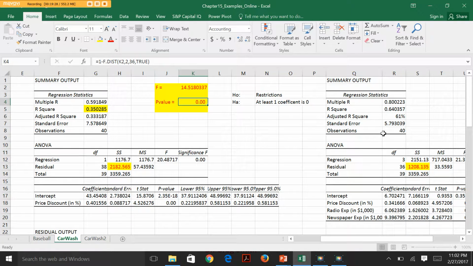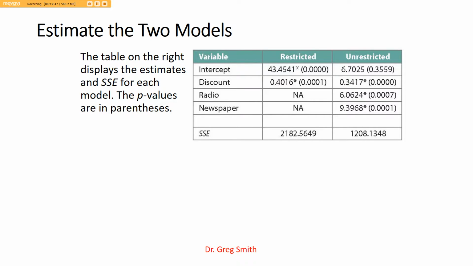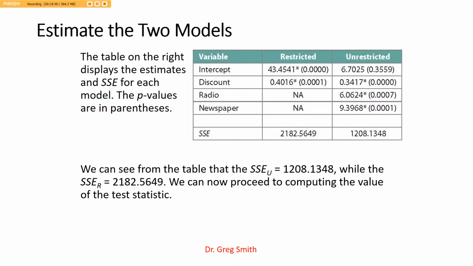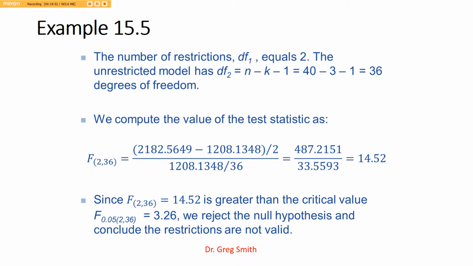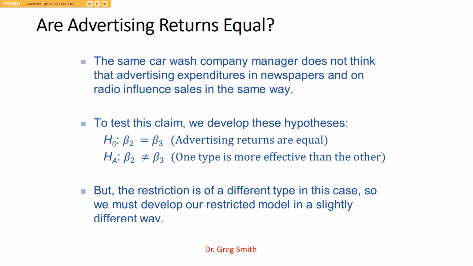And that gives me an f statistic, which I then convert to a p-value, and notice I'm taking it from an f distribution perspective, where I take the f, 2 and 36. And I will then say that because that is less than, say, 5%, I reject the null, and we conclude that the restrictions are not valid. At least one of them has to be included. One of them is going to prove significant.